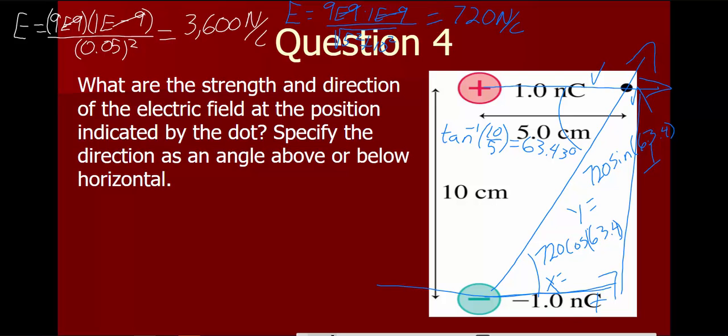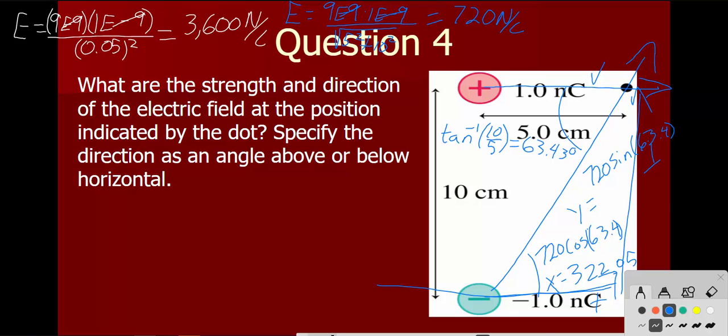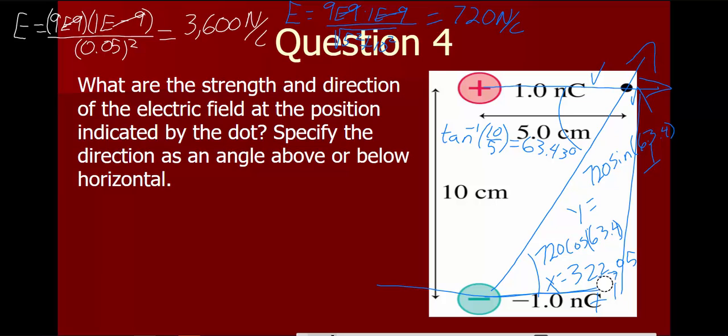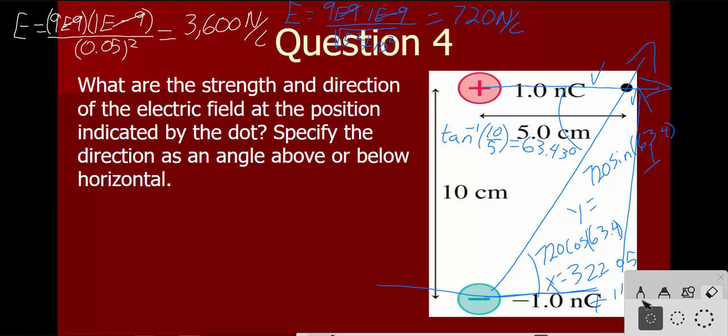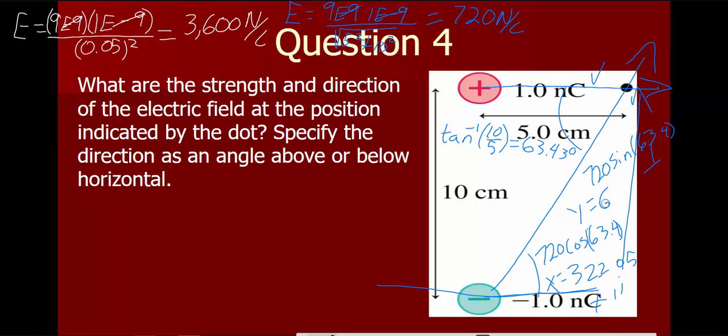You have 322.05. And then what do you get for the y? 643.96. Okay, cool. So now we add them together like vectors.